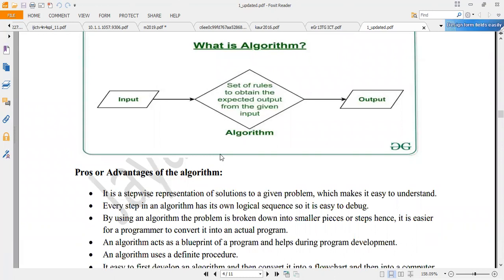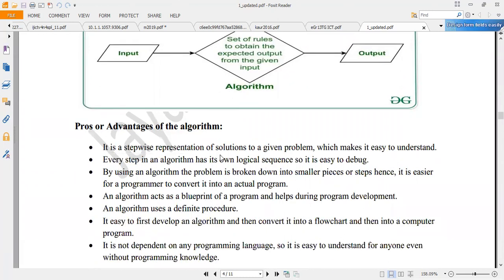So, the pros or advantages of using an algorithm. It is a step-by-step representation of solutions to a given problem, which makes it easy to understand. Every step in an algorithm has its own logical sequence, so it is easy to debug. By using an algorithm, the problem is broken down into smaller pieces or steps. Hence, it is easier for a programmer to convert it into an actual program. An algorithm acts as a blueprint of a program and helps during program development.